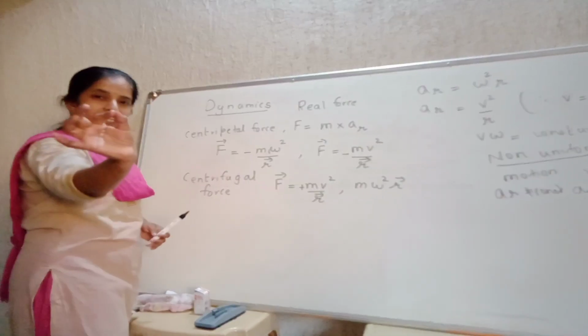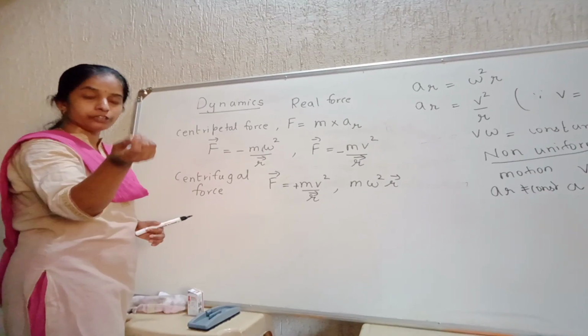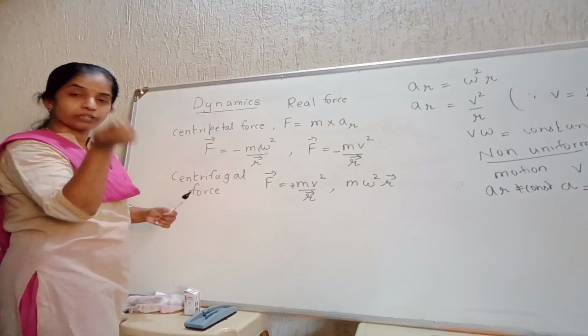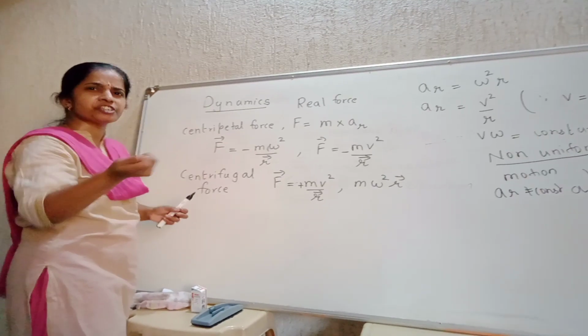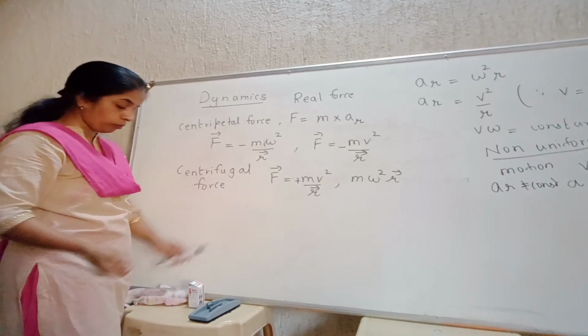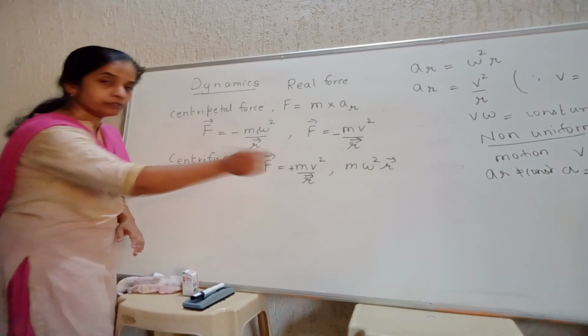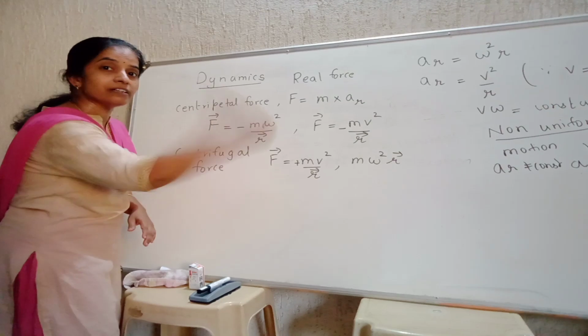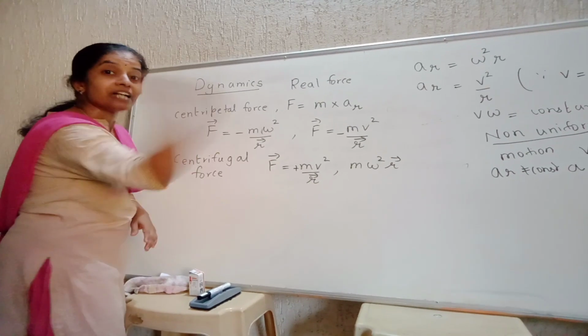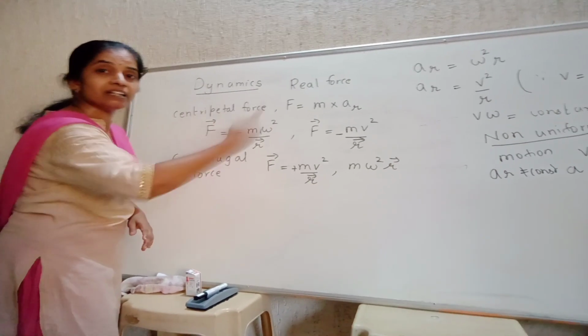Reality. Students, I'll give you an example. You take a stone. You take a thread or a string. You tie the stone. Just follow my marker what I am saying. You tie the stone and you whirl it in the circle. The stone starts moving in a circle.